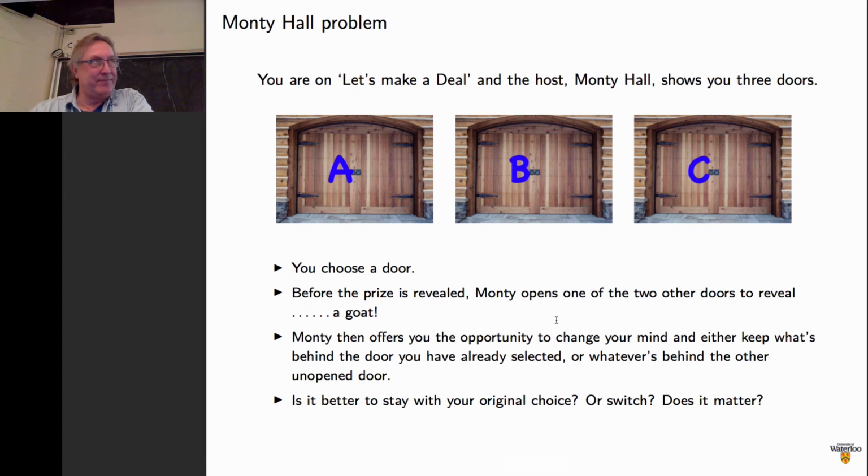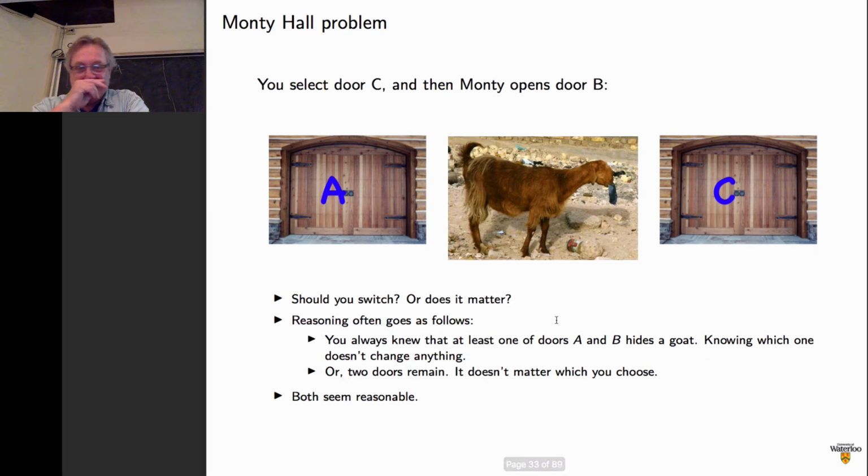And you do this all the time. You'll probably find some of these on YouTube. See if you can find some old clips with people jumping up and down and trying to decide whether to switch. So if you select door C, he opens door B and says, do you want to switch? And so the reasoning often goes that it doesn't matter, just switch or don't switch, doesn't matter. Okay. So here we go. So either A or C seems like a reasonable choice.